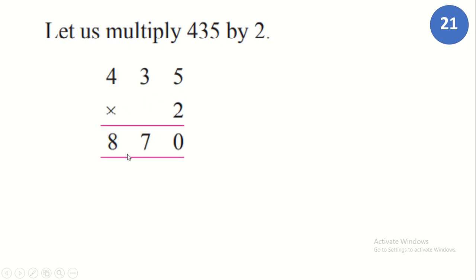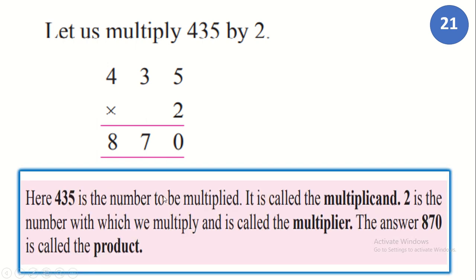435 times 2, look here, is 870. Now, 435 is the number to be multiplied. This number to be multiplied is called the multiplicand. Number 2 is the number with which we multiply and is called the multiplier. The answer, 870, is called the product.